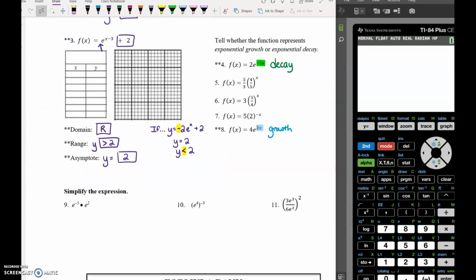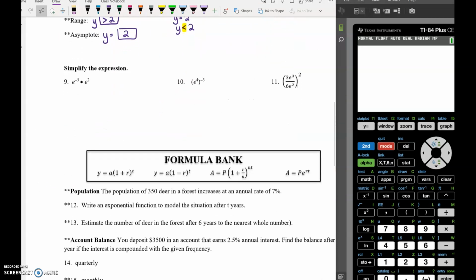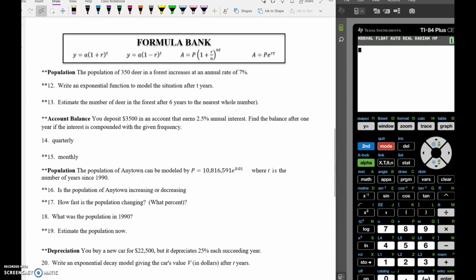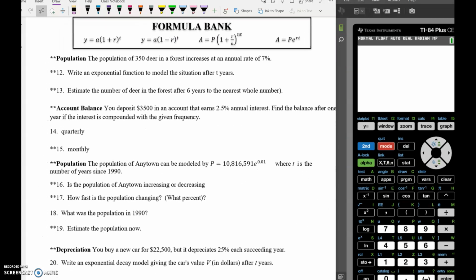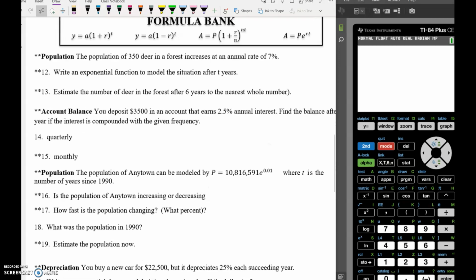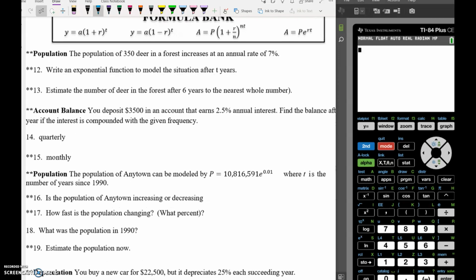9, 10, and 11 are honestly not on the test. They're great practice. I think that you should try them out just to keep your skills sharp, but they're not on the test. On the back side, the population of 350 deer in a forest increases at an annual rate of 7%. Write an exponential function to model the situation after 10 years.